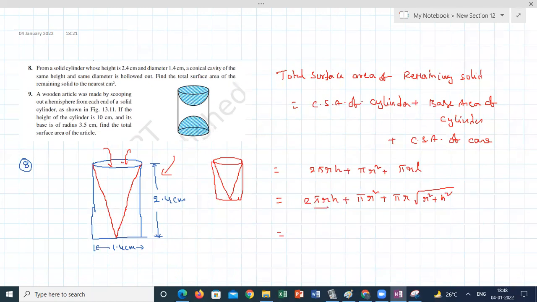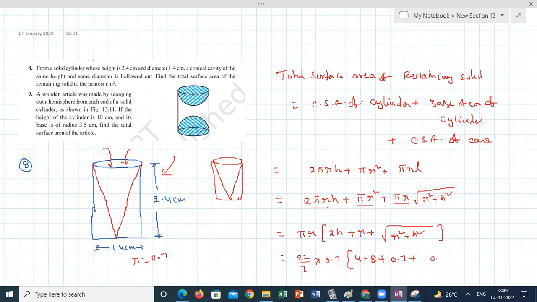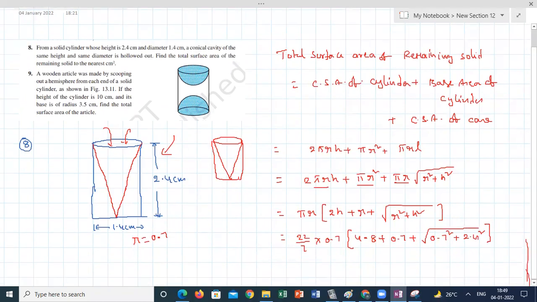So I can take pi r common in each and every term. This is 2h plus, taking pi r common, r plus square root of r square plus h square. So radius is equal to 0.7. 22 by 7 into 0.7 into 2 times height, 4.8, plus radius 0.7, plus square root of 0.7 square plus 2.4 square. Solve this calculation and let me know what is the final answer.